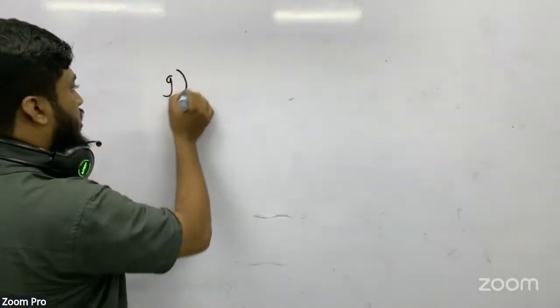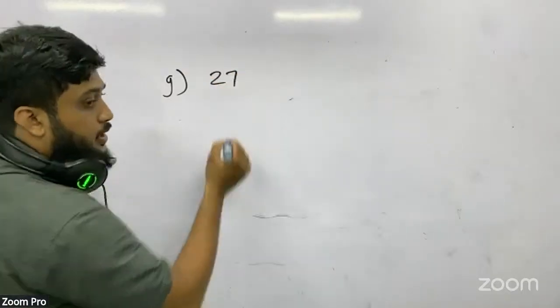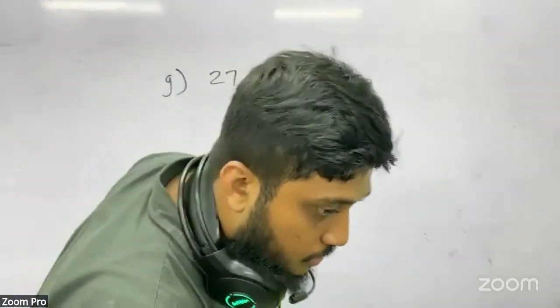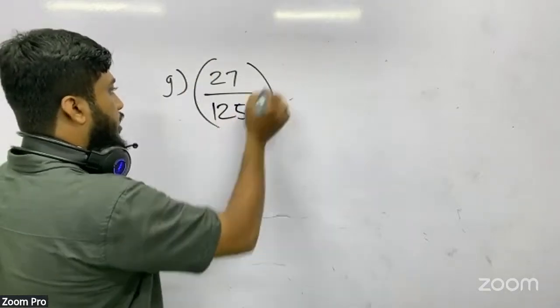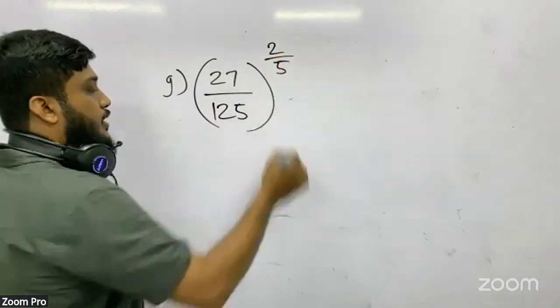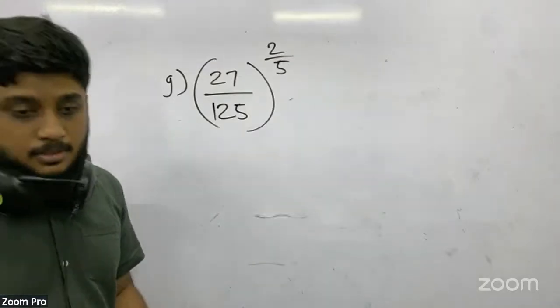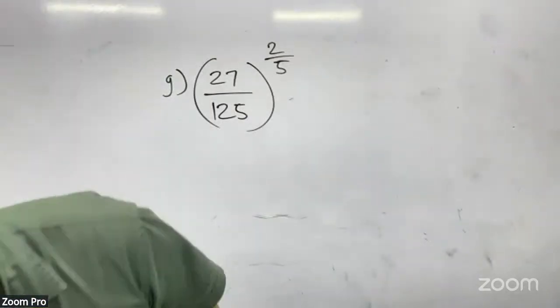Right. Now the next part is H. See this, 27 over 125 to the power 2 over 3. Can you see that? Right? 2 over 3, I'm sorry, 2 over 3.